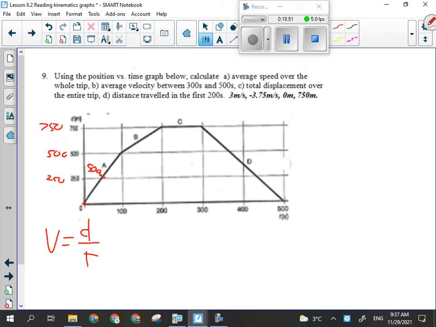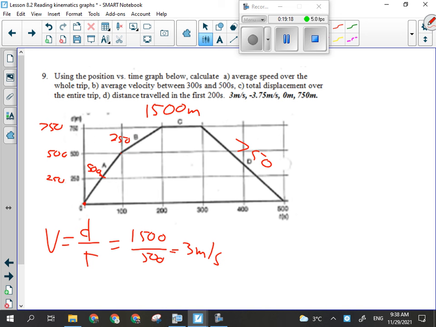Then we go from 500 to 750. So that's another 250 meters. And then we go another 750 meters. So our total distance here is 1,500 meters. Everybody okay with that? Okay, and the total time is 500 seconds. So 1,500 divided by 500 is 3 meters per second. That's scalar because they wanted us to calculate the average speed.